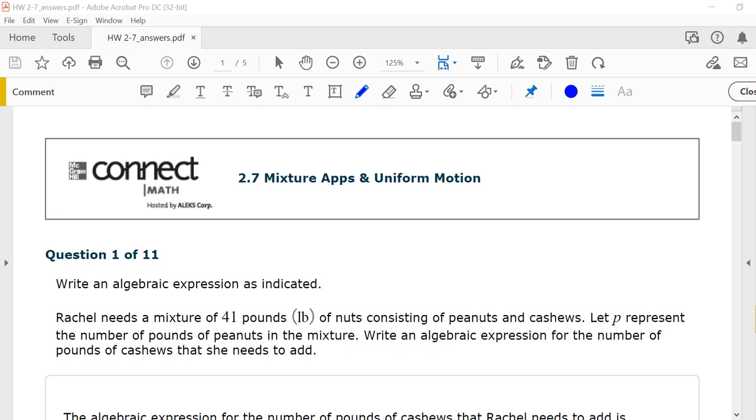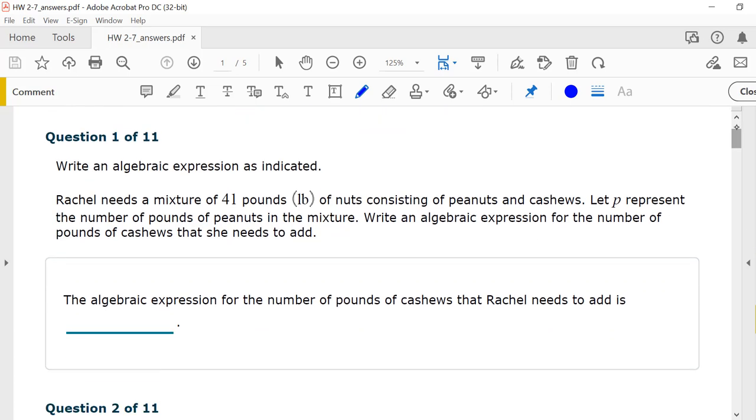Let's look at section 2.7, mixture apps and uniform motion. Question number 1. Write an algebraic expression as indicated. Rachel needs a mixture of 41 pounds of nuts consisting of peanuts and cashews. Let P represent the number of pounds of peanuts in the mixture. Write an algebraic expression for the number of pounds of cashews that she needs to add.